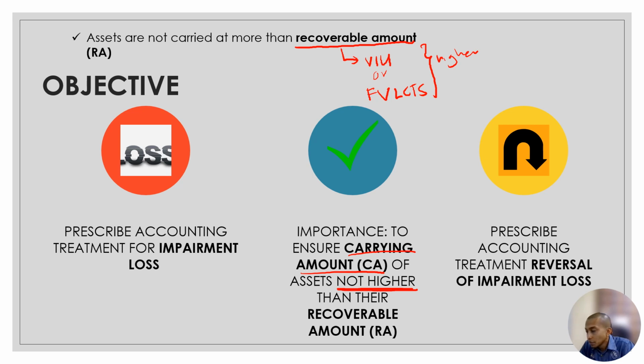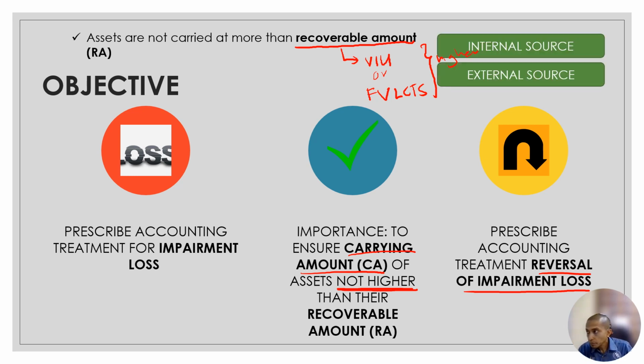The objective also prescribes the accounting treatment for the reversal of impairment loss. What if we do the impairment loss, where the carrying amount is higher, so we decrease the carrying amount to the recoverable amount, and then after certain years the recoverable amount is increasing? What treatment should we do? That is what we call reversal of impairment loss. Basically, the information on recoverable amount, and on impairment loss, we can get through internal sources or external sources.